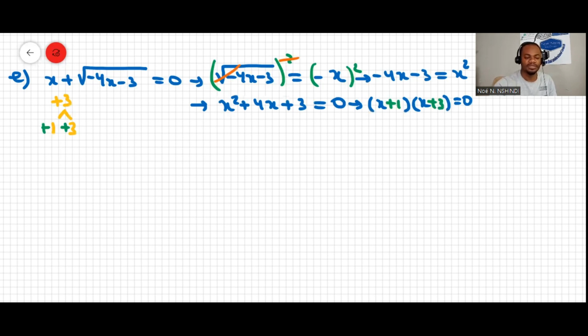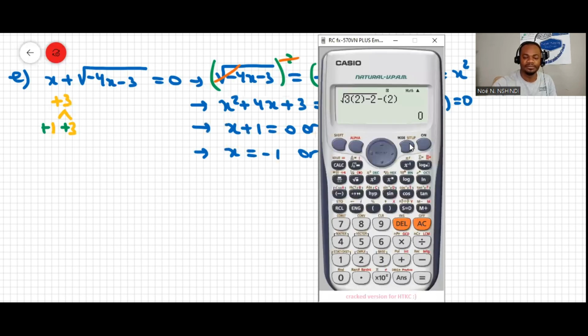Then this means that x plus 1 is 0, or x plus 3 is 0, which means that x is negative 1 or x is negative 3. Now let's check if the solution is correct here. On the right, keep x in the bracket like that, x plus square root of negative 4x, I'll leave bracket, minus 3. Okay, check if the answer we're going to get here by substituting the value of x will be equal to 0.